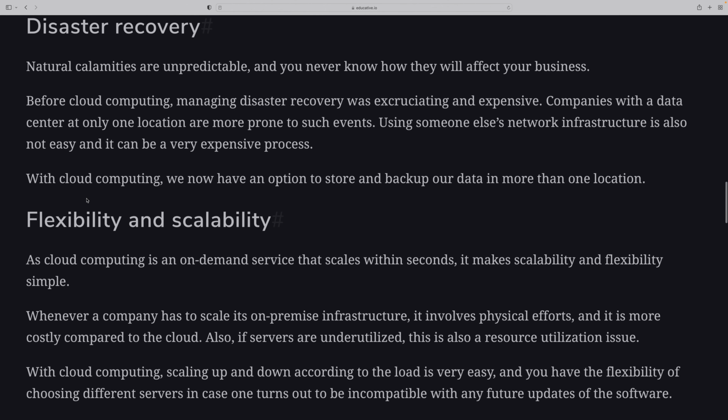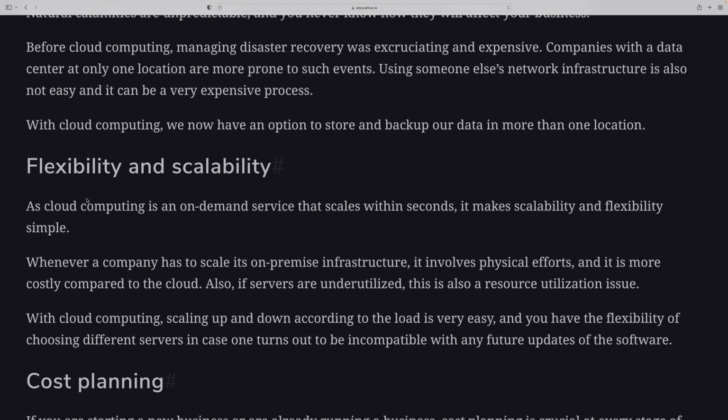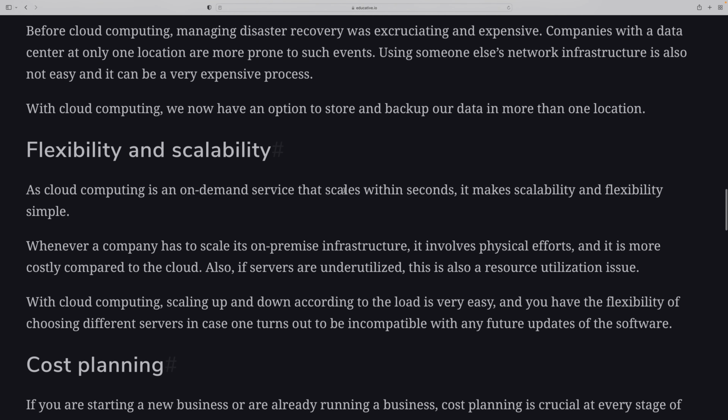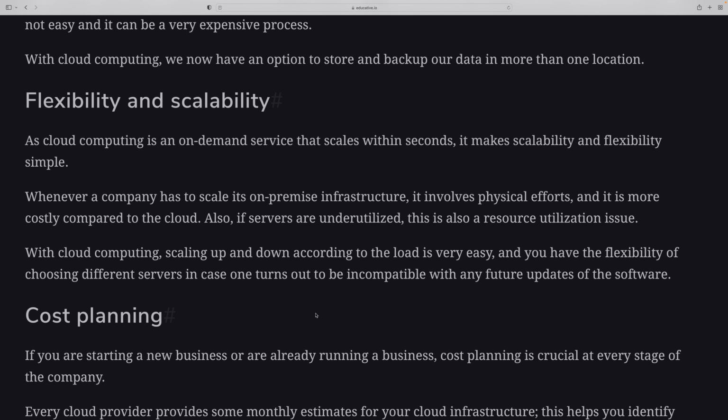And the fourth benefit of cloud is flexibility and scalability. Cloud computing is an on-demand service, so the availability and flexibility are simple. Whenever a company scales on-premises infrastructure, it involves physical effort. It's more costly compared to the cloud. If servers are under-demanded, there is also a resource utilization issue. With cloud computing, scaling up and down according to the load is very easy.